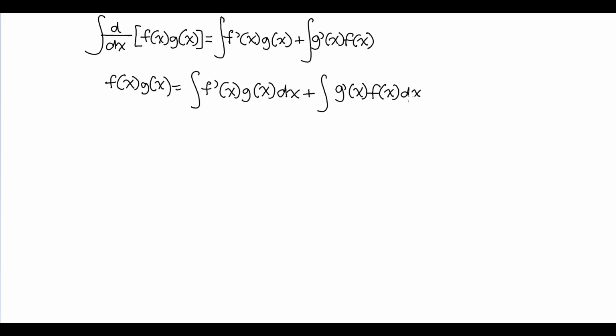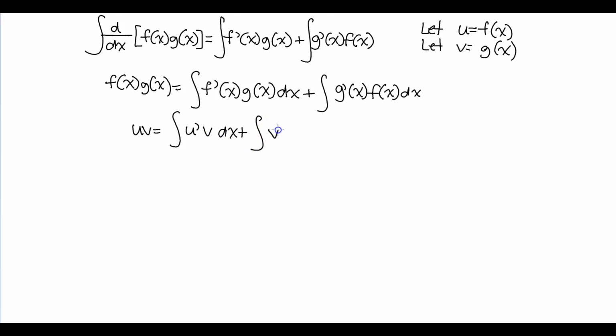Now, let u, since it's the proper standard notation for this rule, let u equal f of x, and let v equal g of x, just to clean it up a little. So we have u times v equals the integral of u prime v dx plus v prime u dx.